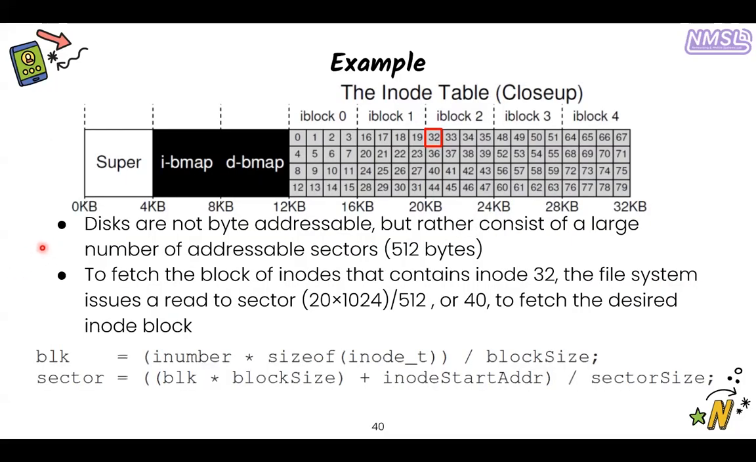Now, however, the disks are not byte addressable, but rather consist of a large number of addressable sectors of 512 bytes. So to fetch the block of inodes that contains inode 32, the file system would issue a read to sector 20 times 1024, divided by 512, which is 40, to fetch the desired inode block. So in general terms, this is the equation you would use to locate the block and sector.